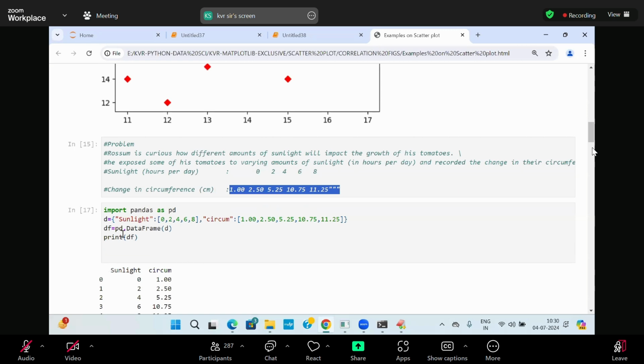And I wrote it down. How do I write it? I am taking a dictionary, a dictionary of lists. Sunlight is a key, this is called a list. Circumference of the tomato, these are values. DataFrame: pd.DataFrame(d). Print df. All of a sudden, pandas. df.